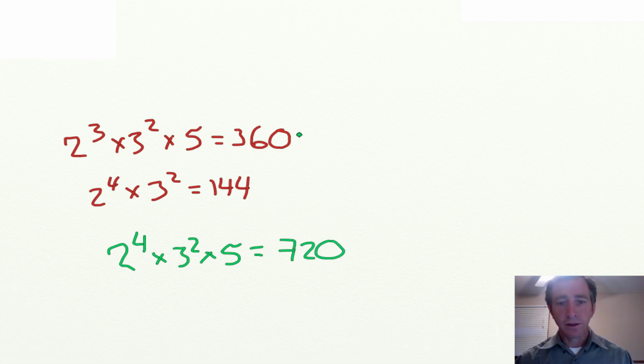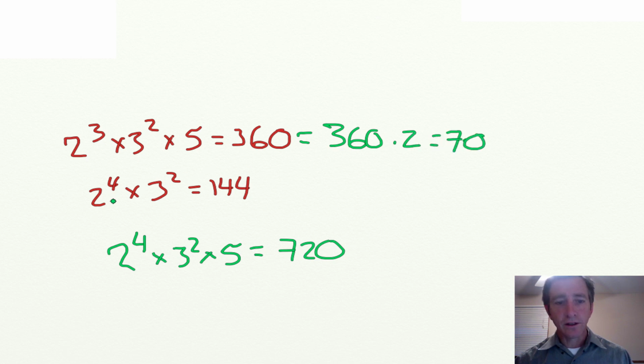720. So it'd be the same thing as 360 times 2, 720. That's the factor that we didn't use here. 144, we're going to take the factor that we don't have here and multiply it times 5. That's our check. 720.